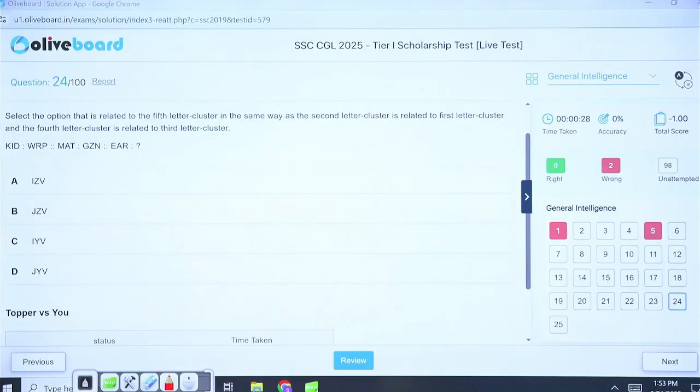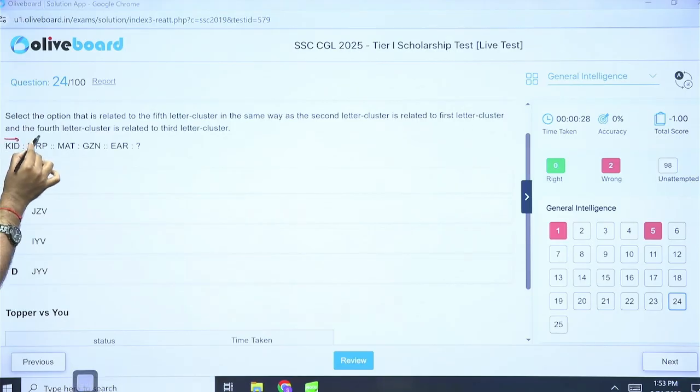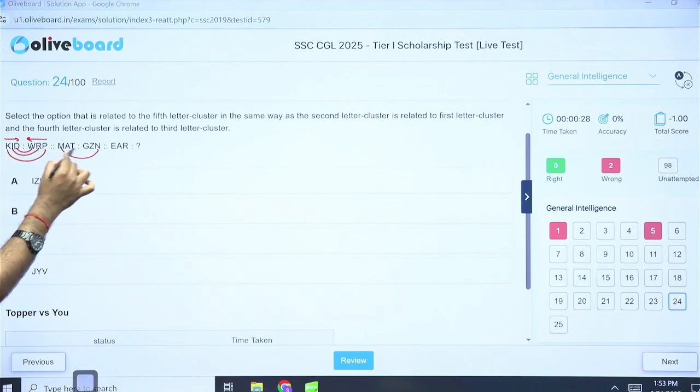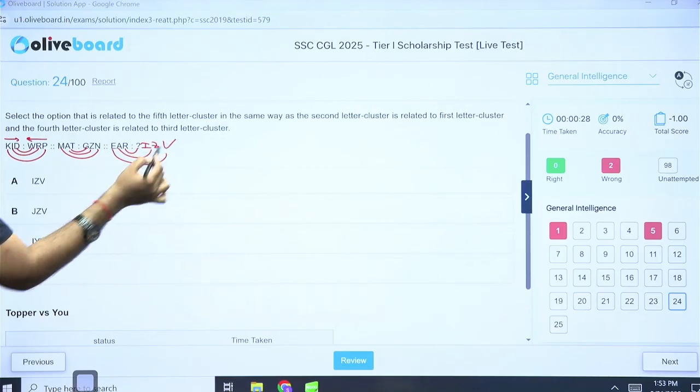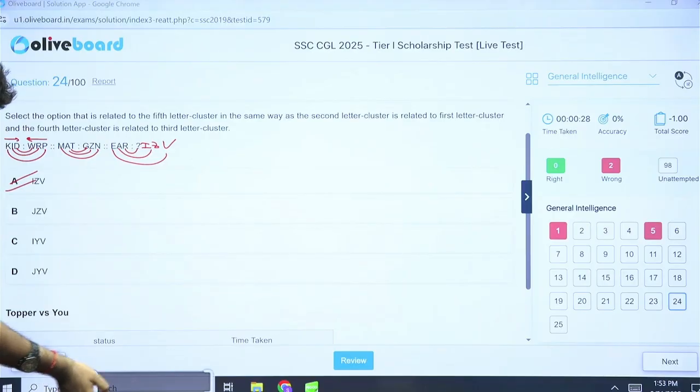Question number 24. KID, WRP, MAT, GZN, ER. What is happening here? Oh yeah, easy. So we are going in this direction. Now we are coming in this direction. Opposite, opposite, opposite, opposite, opposite, opposite, opposite. So we'll start with R. So we'll start with I, then Z, and then V. I, Z, V. Option A is the correct answer.